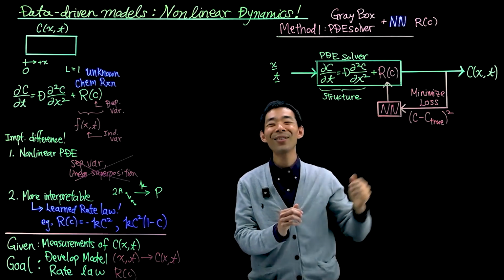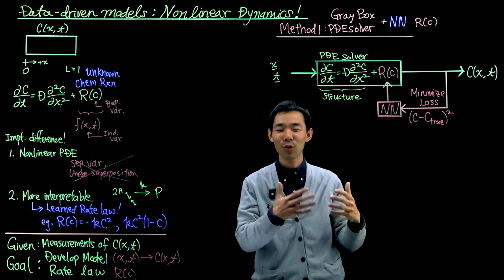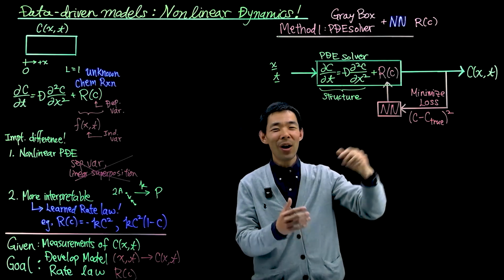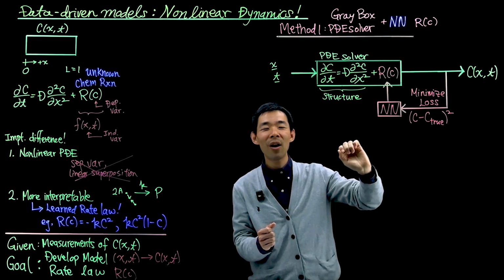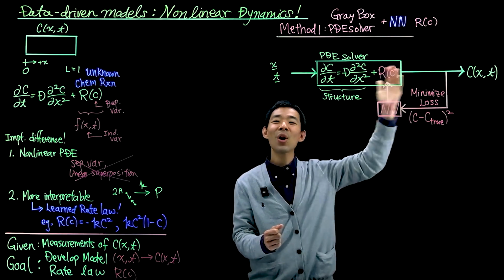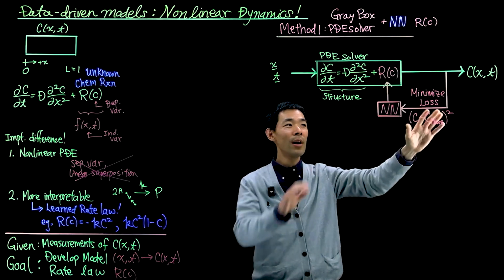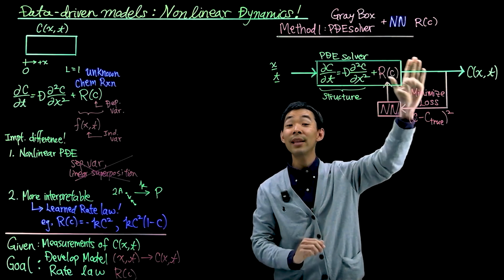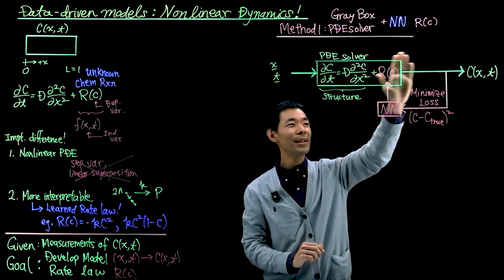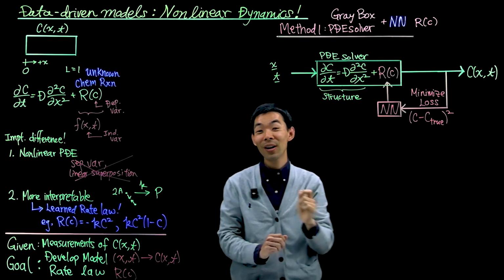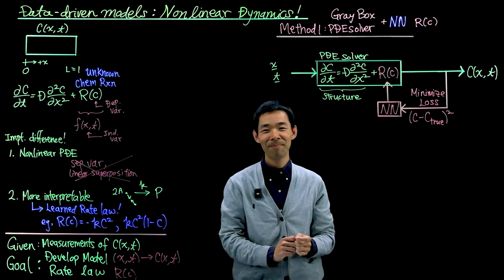You siphon out the concentration. You compare it with your training data, your true solution. You re-optimize your weights in the neural network. You spit out a new rate law, solve it again, and so on. Back and forth, and you iterate over and over and over. And this part is the training part. You're training your neural network by minimizing the difference between your concentration data and the true concentration.